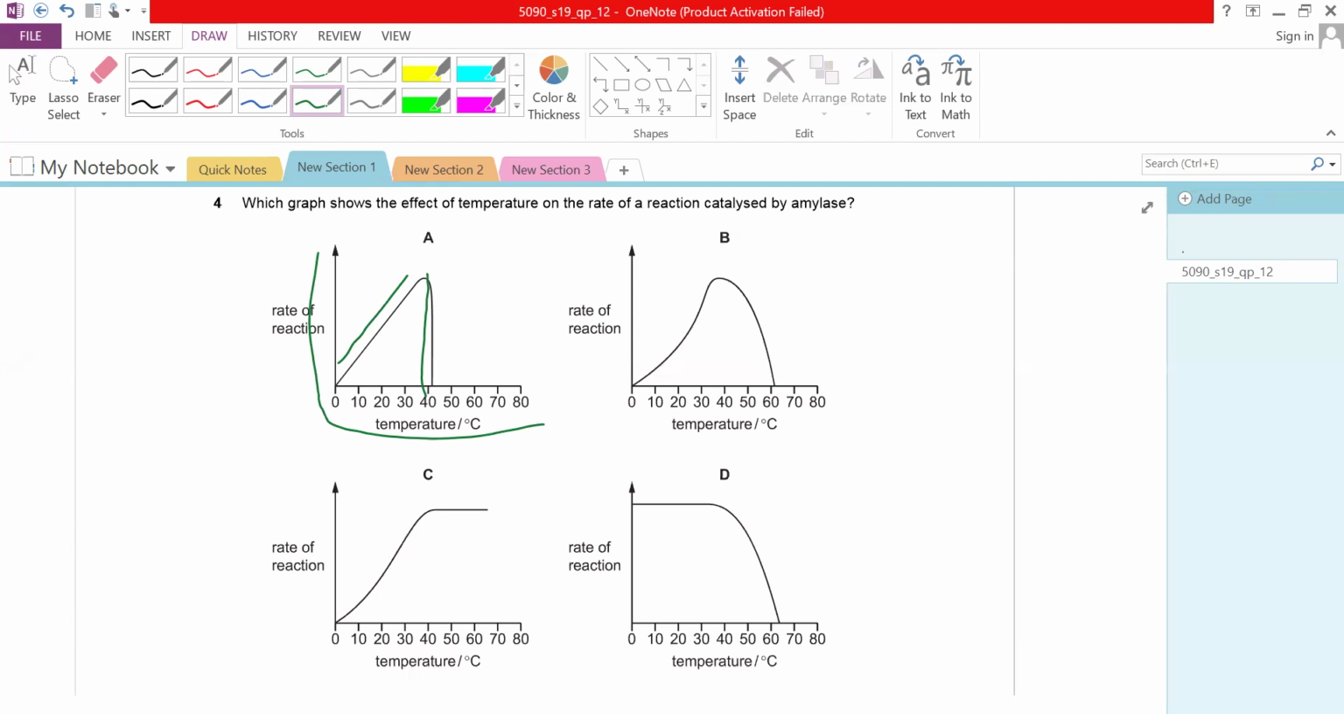In graph B, it shows that the rate of reaction is optimum at almost 40 and then decreases as the temperature increases. C and D are totally incorrect. So option A or B would be correct. The correct option is B.